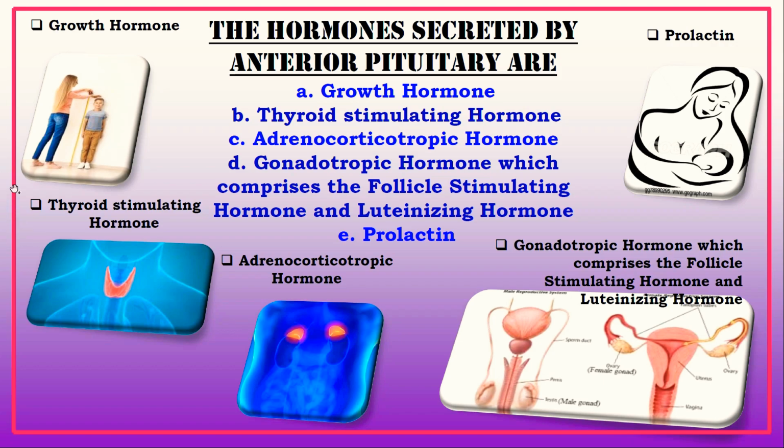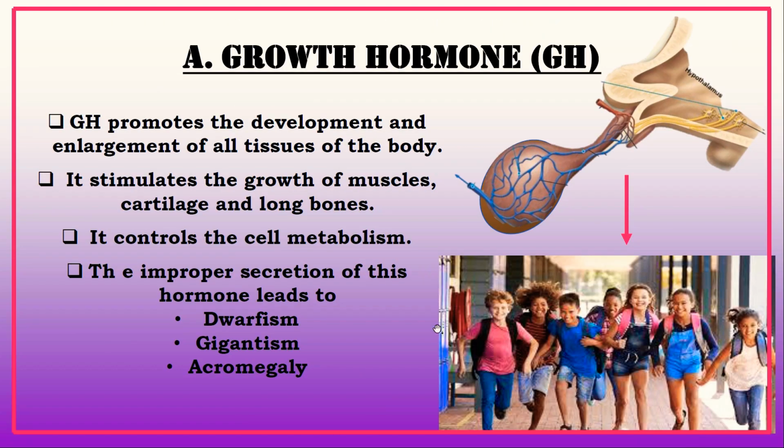The first hormone is called growth hormone, which is concerned with the growth of the person. The second hormone is called thyroid stimulating hormone, which controls and regulates the secretion of the thyroid gland. The third hormone is called adrenocorticotropic hormone, which regulates the secretion of the adrenal gland. The fourth hormone is called the gonadotropic hormone, which comprises two hormones, follicle stimulating hormone and luteinizing hormone, that help to regulate the functions of the reproductive organs. The last hormone is called prolactin. Let us see one by one.